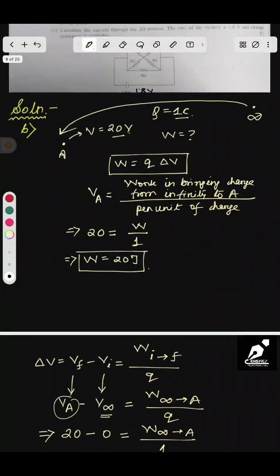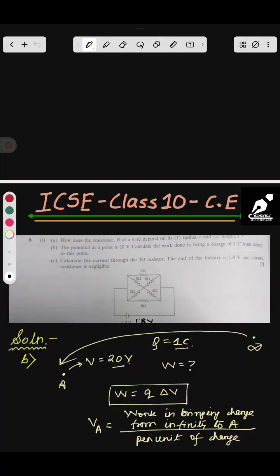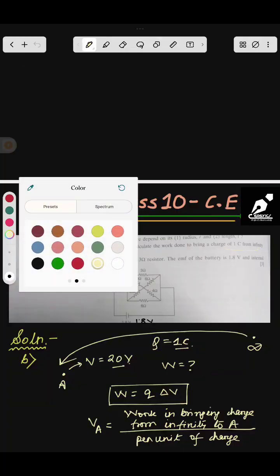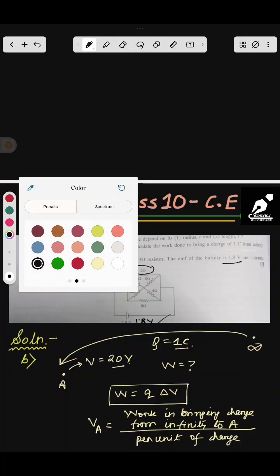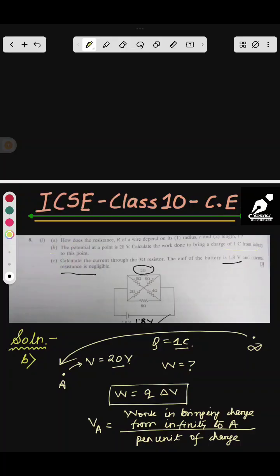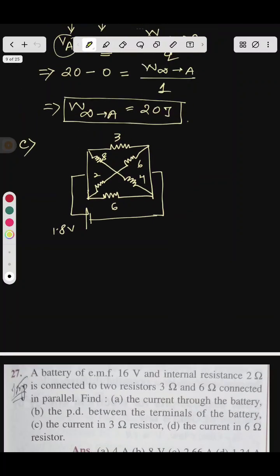So what does the question read? The question reads: calculate the current through the 3 ohm resistor. That means we are asked to find the current through this 3 ohm resistor. The EMF of the battery is 1.8 volt and internal resistance is negligible. So we need to calculate the current through this 3 ohm resistance. The given potential difference across the cell is 1.8 V.